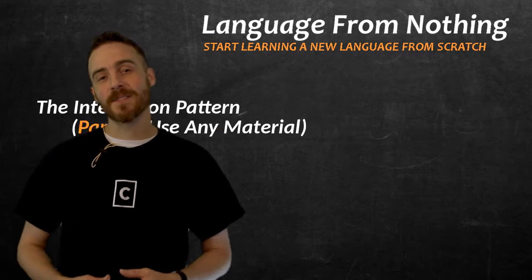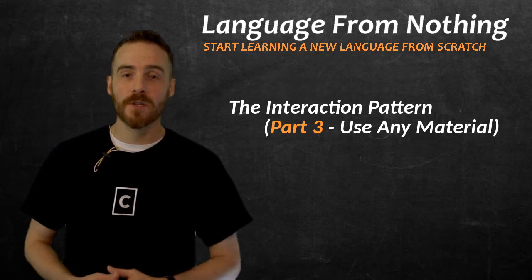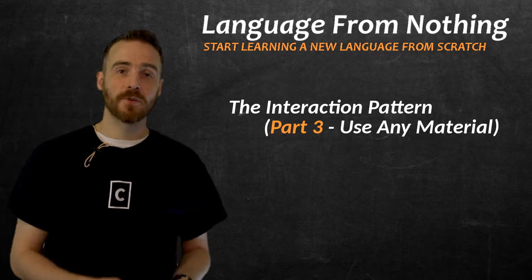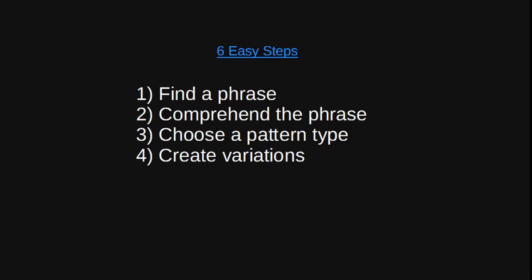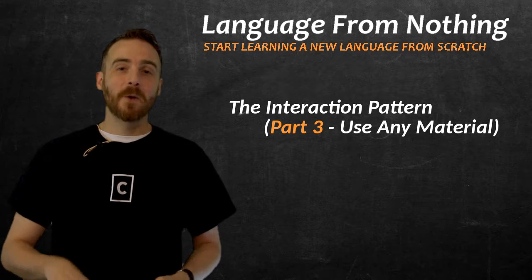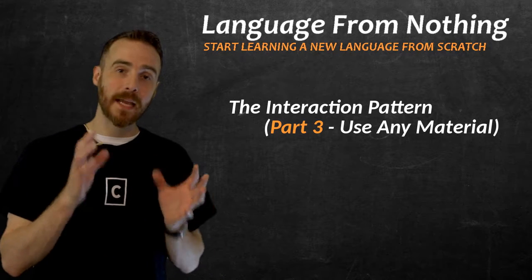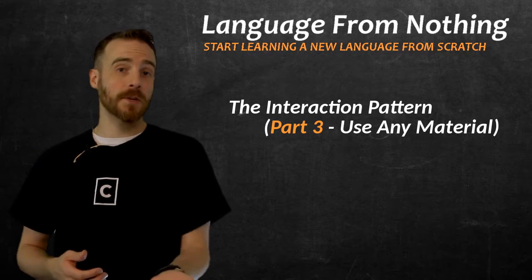My name is Justin Ryan, and this is the third video in a series of videos on the interaction pattern, which is a strategy I'm using to learn another language. In the last video, I showed you 6 steps you can take to create your own interaction patterns. Here's a quick recap. Find a phrase, comprehend the phrase, choose a pattern type, create variations, set up an interaction, and engage the interaction. If you don't know what I'm talking about, go back and watch the interaction pattern part 2. But in this video, I'm going to show you examples of how you can take those 6 steps and apply them to any language learning resource and material that you want.